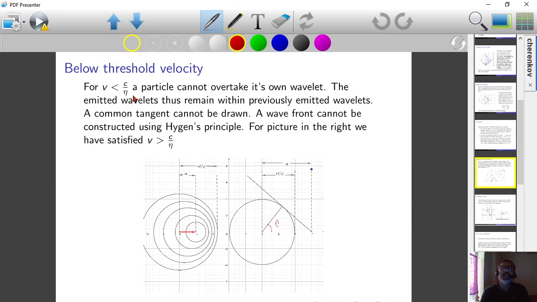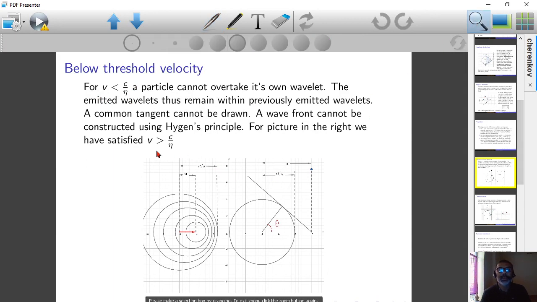What happens for V less than C by eta? That means the velocity of the charged particle is less than the phase velocity of light. We can look at this picture.